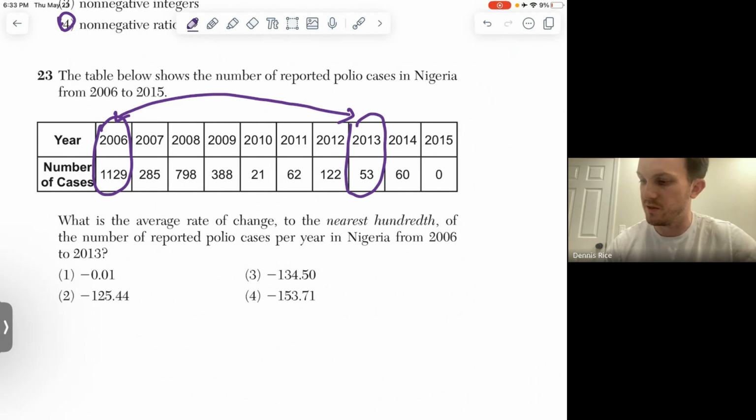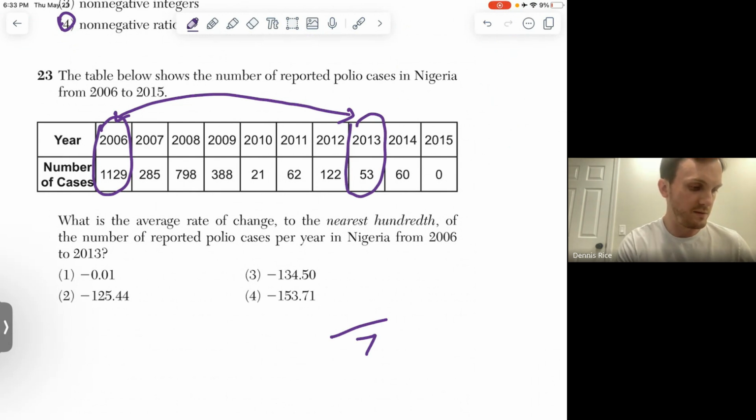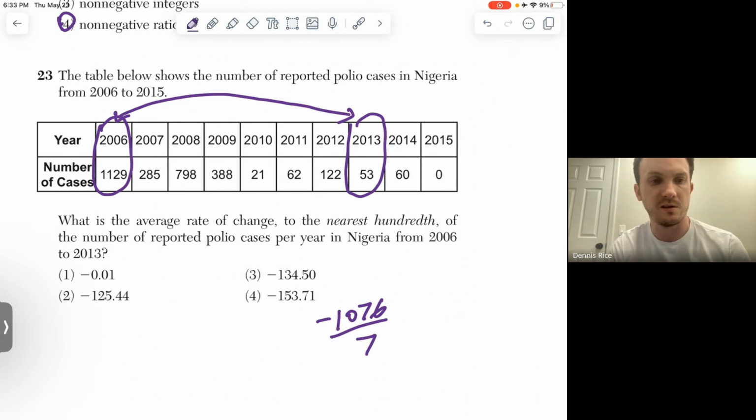So we know it's a change of 7 years. And we went from 1129 to 53. So that's a change of 1,000 and something. 1076. Okay, negative 1076. So we went down 1,076 cases over 7 years, which is a change of 153.71, rounding to the nearest hundredth. Choice 4.